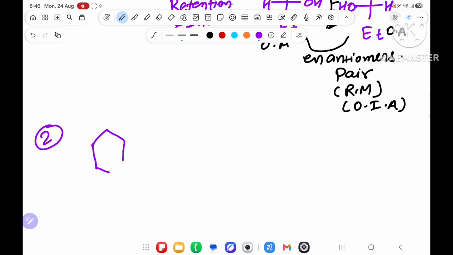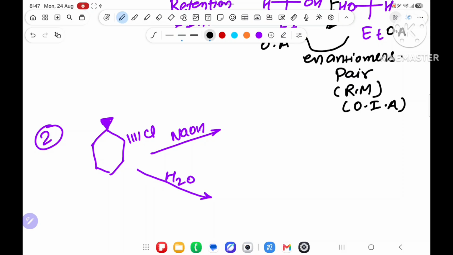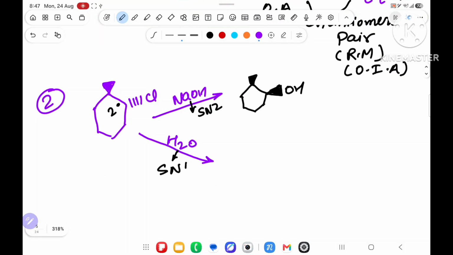Acha, okay. Suppose I have written over here wedge, methyl, and over here Cl, and I am saying react with NaOH in the first part, and react with H2O in the second part. NaOH will do SN2 because this Cl is secondary. Water will do SN1. SN2 means inversion. CH3 will be untouched as it is, Cl will go outside and OH will attack, and that OH will attack on the wedge position, not on the dash position. Why? Because Cl is already on the dash position.